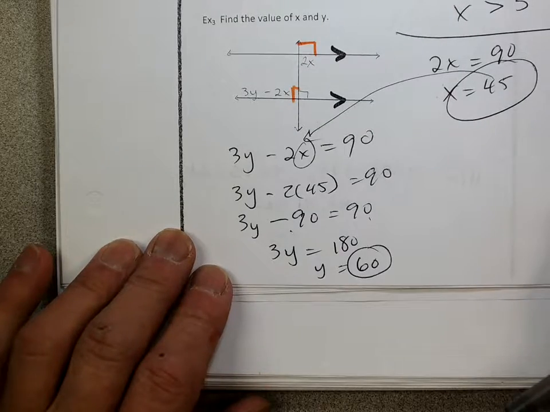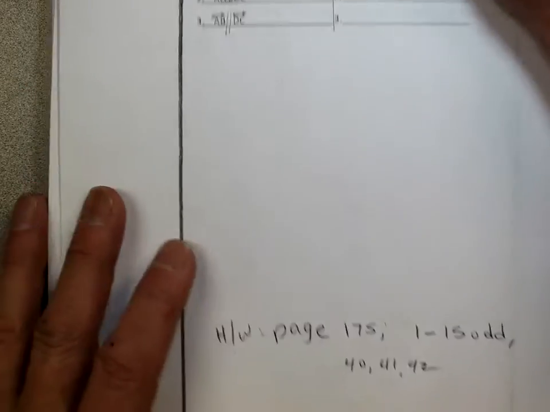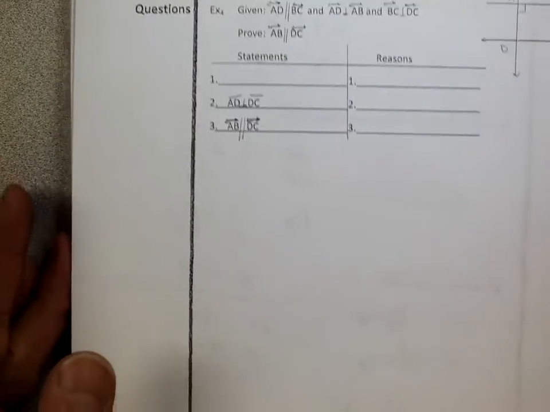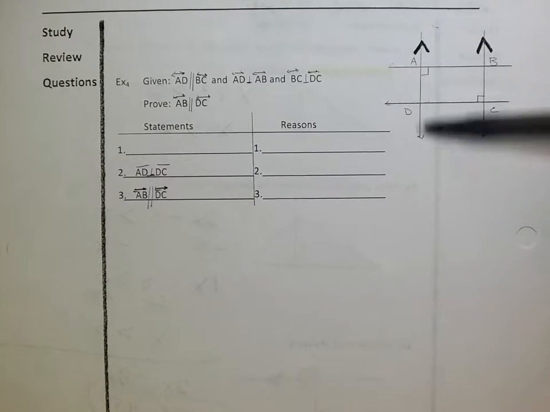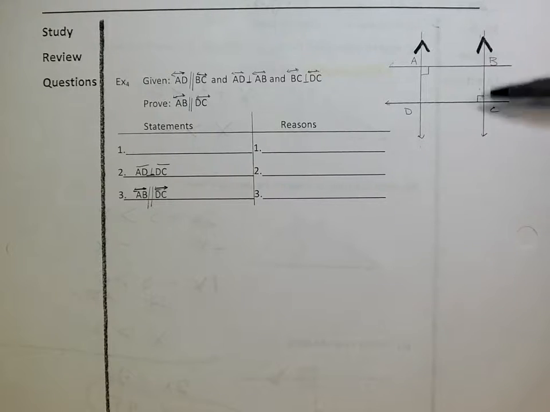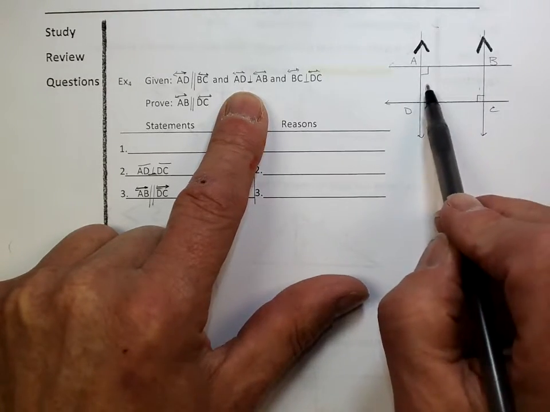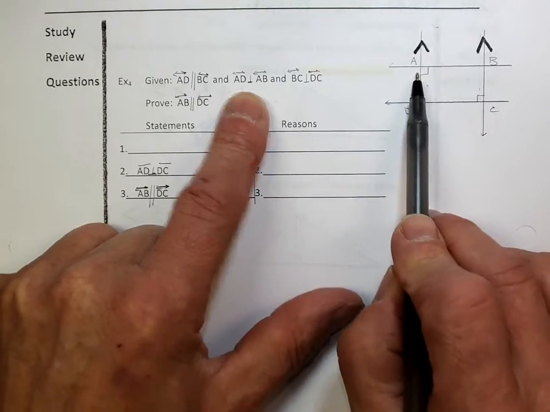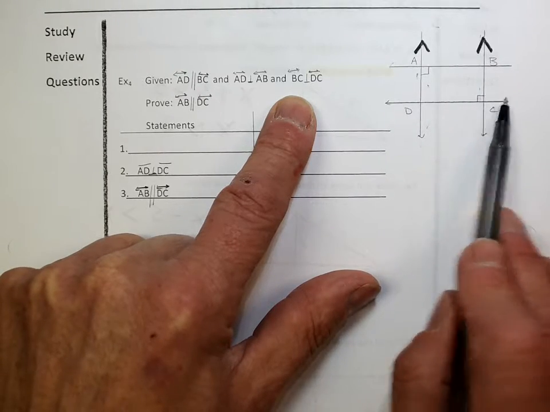Okay. And a proof. Oh, hate proofs, don't you? We can do it though, okay? So let's take a look at what we have. AD is perpendicular to BC. Okay, and that's already marked for us, right? That helps. AD is perpendicular to AB. I've got that marked also. And BC is perpendicular to DC. So I've got that already marked too.